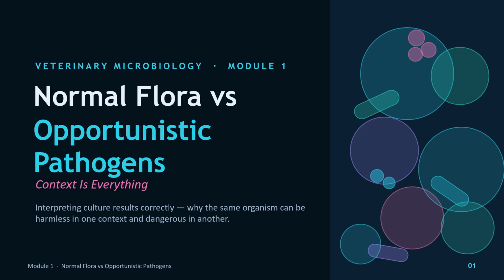Over the next few minutes, I'll give you a framework: what normal flora are, why they're beneficial, what turns a harmless commensal into an opportunist, and the high-yield organisms where this trips people up. The single take-home message is this: context is everything. Keep asking: right organism, right site, right host, right amount?